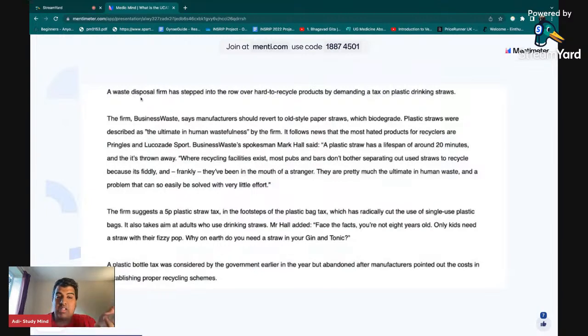Okay, so I can see a waste disposal firm. I'm just going to read my thoughts out loud. A waste disposal firm. Okay, hard to recycle. Something about plastic straws. There's a business firm here, ultimate human wastefulness, plastic straws. Okay, should revert to old style paper straws, which are biodegradable. It follows news that the most hated products for recyclers are Pringles and the Lucozade Sport. Okay, roughly there. Pretty much inhuman waste. Okay, 5p plastic straw tax. So lots of talk about paper straws and plastic waste in general. Okay, and there's a Mr. Hall talking about different aspects of, okay, the different people, different age groups using certain types of straws. Okay, and then finally considered by the government, a plastic bottle tax.